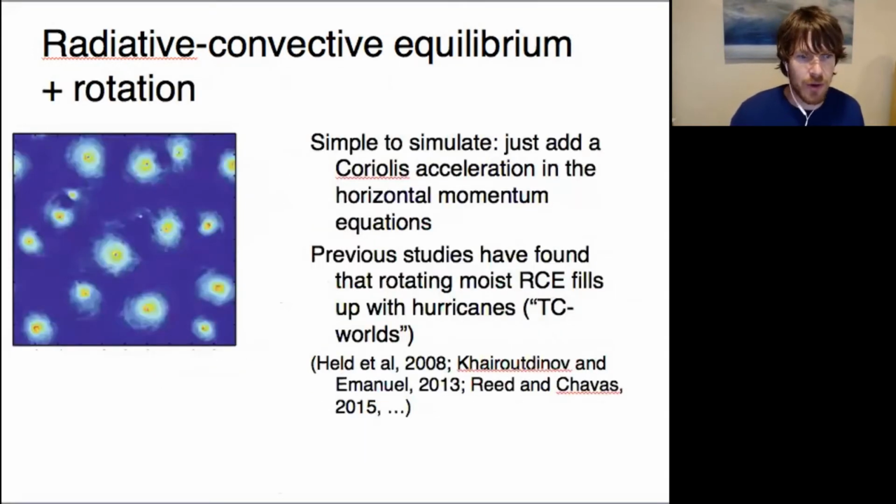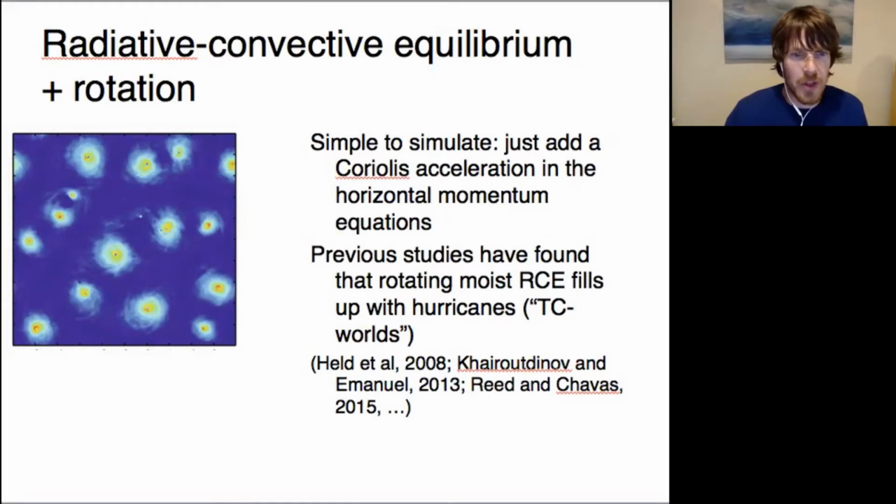And we just need one extra ingredient to add to RC to get a recipe for a world with lots of hurricanes, and that extra ingredient is rotation. So you just add a Coriolis acceleration in the horizontal momentum equations, and that causes inflow to an area to develop rotation or circulation in a cyclonic sense. So areas with a lot of ascent develop swirling cyclonic winds, and that can intensify into things that look like hurricanes.